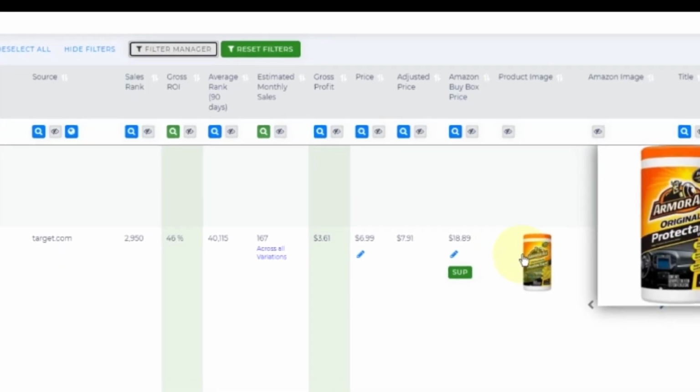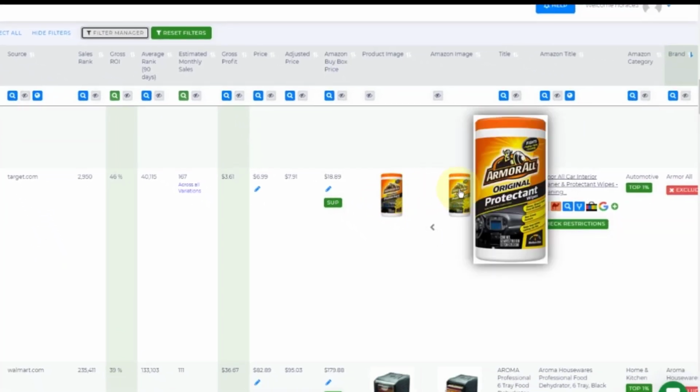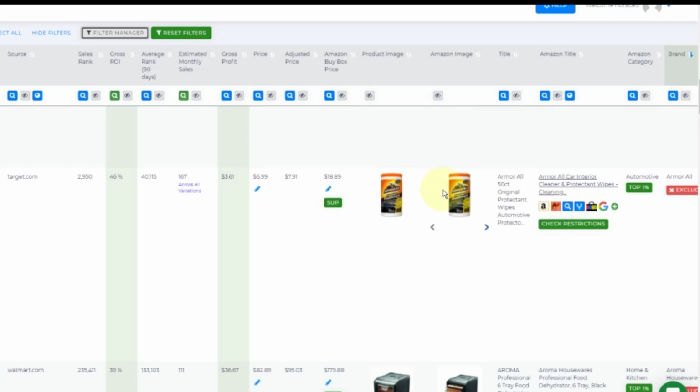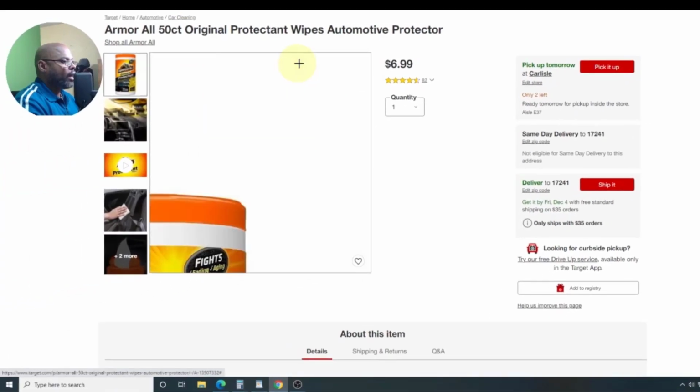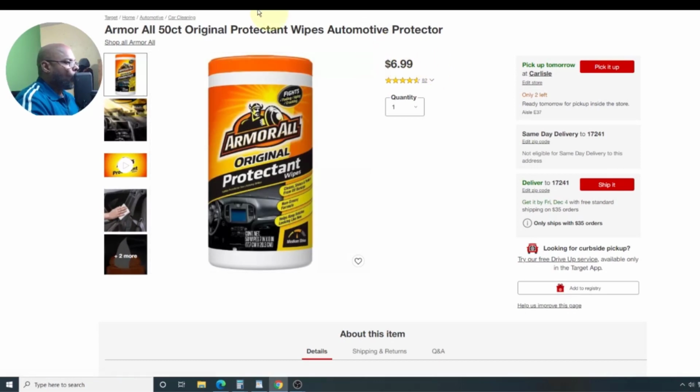Look at the image. This is the image at Target. This is the image on Amazon. You can see you have a direct match. Then what happens is you'll click here to view the product on the sourcing site, which is Target. You'll click here to view the product on Amazon. It'll look like this. There it is at Target. You're wondering, you're looking, is it at the right price? Can it be shipped? Or if you want to actually do retail arbitrage.